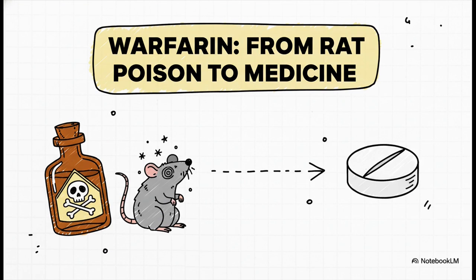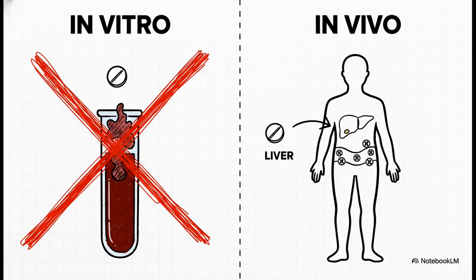And here is a fun fact for you, so you will never forget it. Warfarin was actually first used as a poison to kill rats. It would cause them to have fatal bleeding. It was only much later that scientists figured out how to use this powerful effect in a controlled way to help humans. Imagine that.